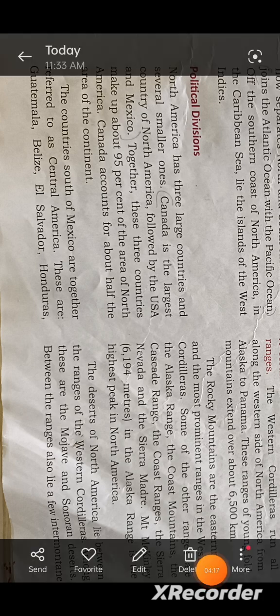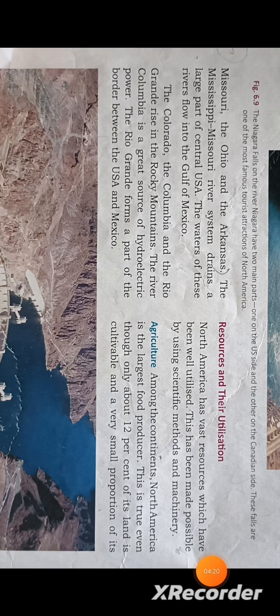Then next one is resources and their utilization. They have many resources and they are utilizing them by using scientific methods and good machinery, so that they can take out more material. First of all we will discuss agriculture. Here we can say that 12% of the land is cultivable in North America, and a small proportion of its population is engaged in agriculture. How much of the land can they cultivate? 12%.